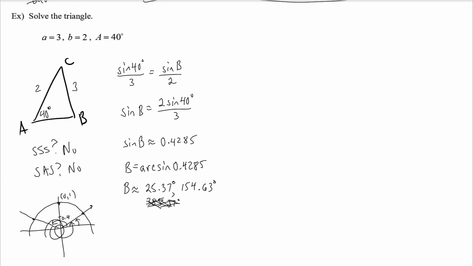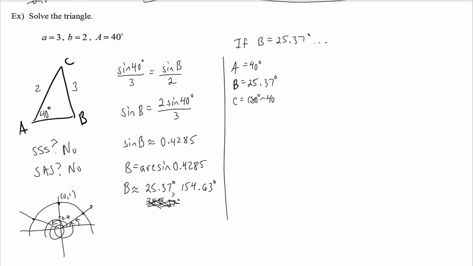All right, so if angle B is 25.37 degrees, what happens? All right, well, A is 40 degrees, B is 25.37 degrees. Angle C then would be 180 minus those. So angle C is going to be 114.63, okay. All right, that works. So now I know all three angles. So it's 40, 25.37, 114.63.